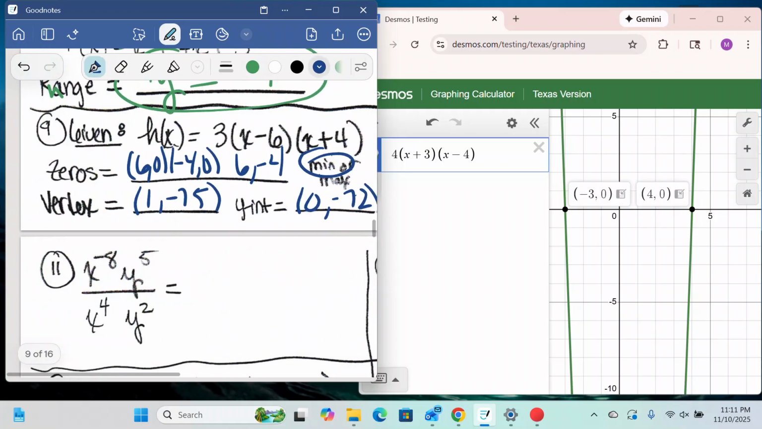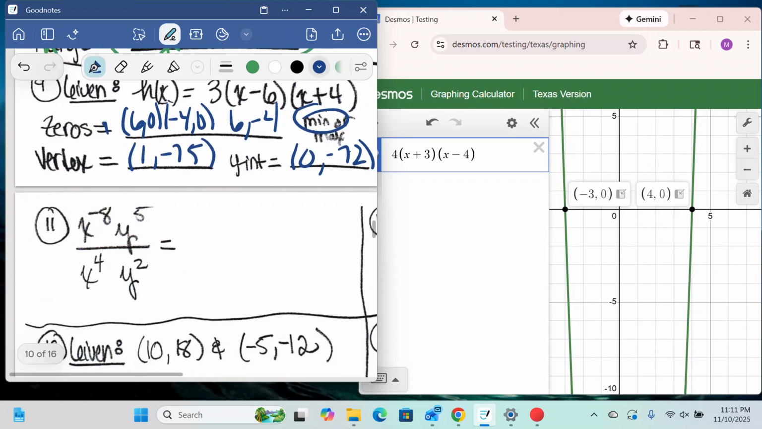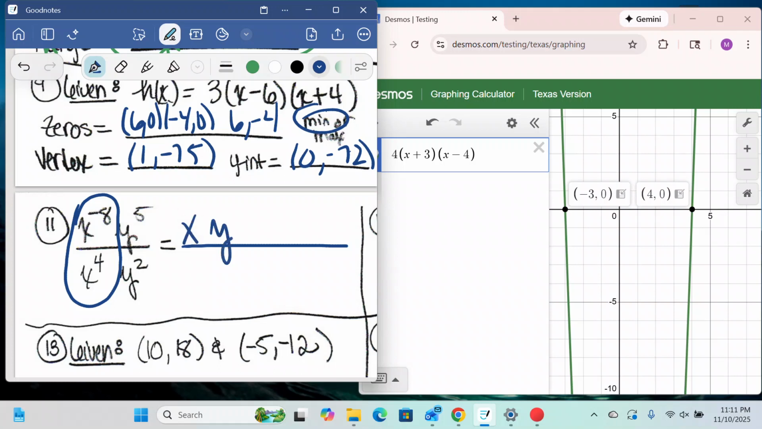So let's look at number 11. This is a division one. So once again, what I like to do is a big division with the exponents. You're looking at this one and this one separately. You have a pair of x's, I put an x. I have a pair of y's, I put a y. Then I'm not going to multiply, I'm going to subtract the exponents because it's division.